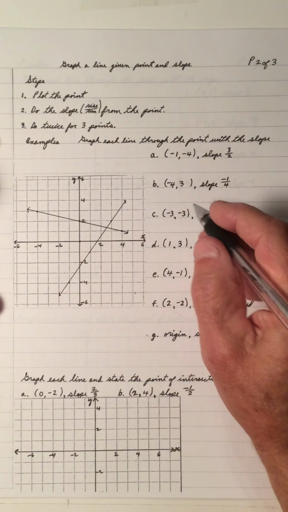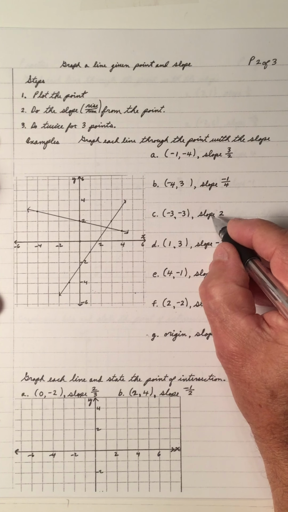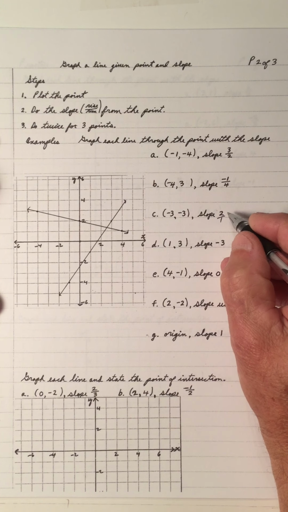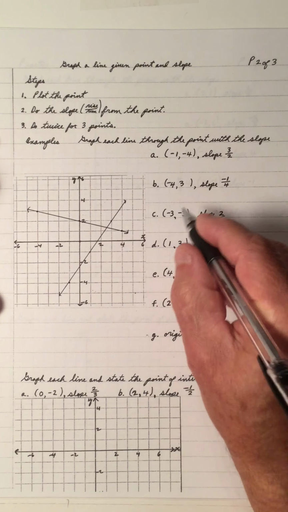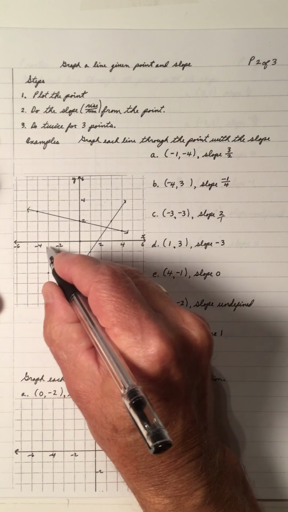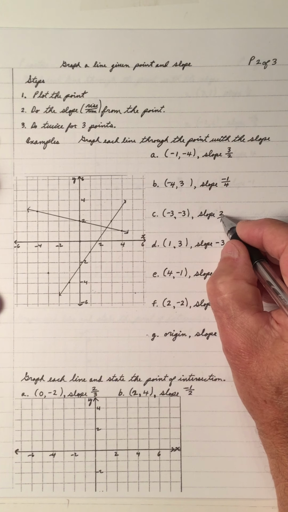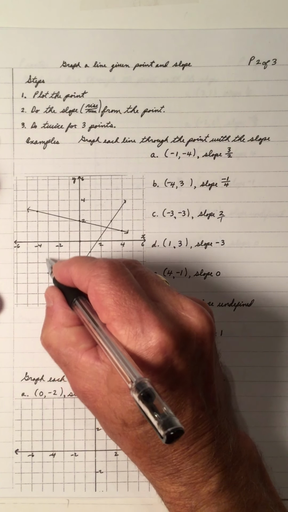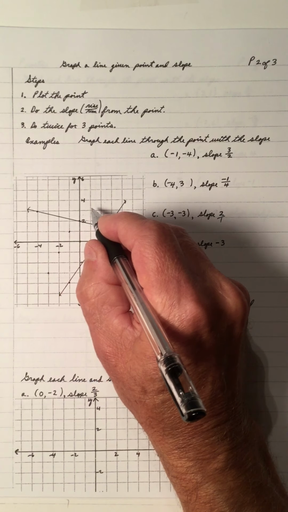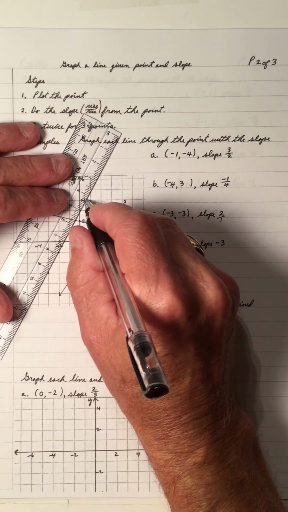Okay. And the next one is the point -3 with a slope of 2. The slope of 2 is understood to be 2 over 1, because it's rise over run. So -3 for X, -3 for Y, there's the point. And the slope is 2 over 1, so we rise 2, run 1, rise 2, run 1. And we have 3 points. Draw the line.